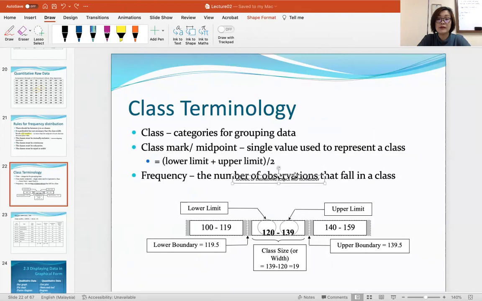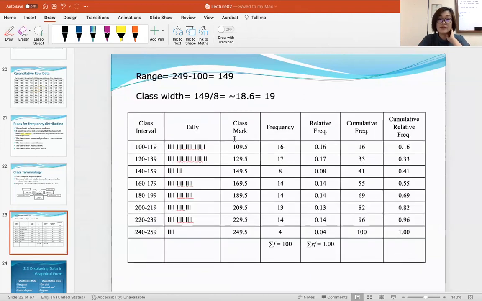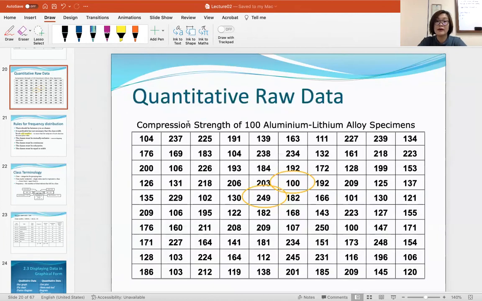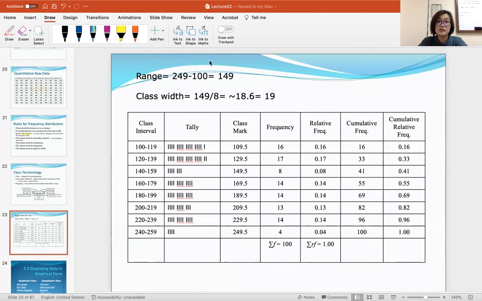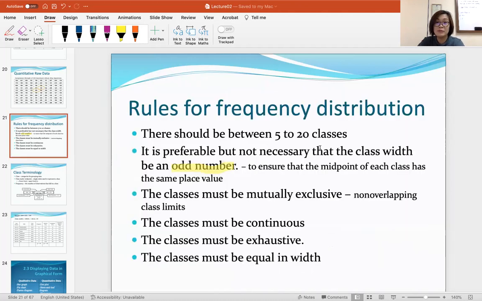So from there you know how many are in that class. Let me give you an example for this set of data. Just now we know the highest is 249 minus 100, which is the range. So we try to find the range first. Then I decided I want to convert this into 8 classes, which is between 5 to 20 classes, okay.